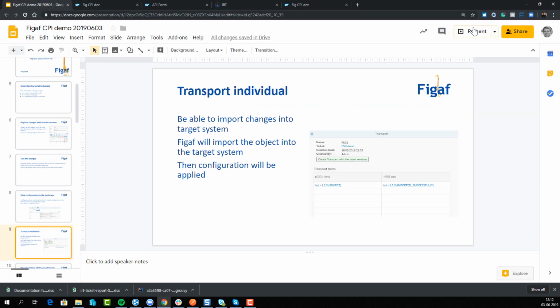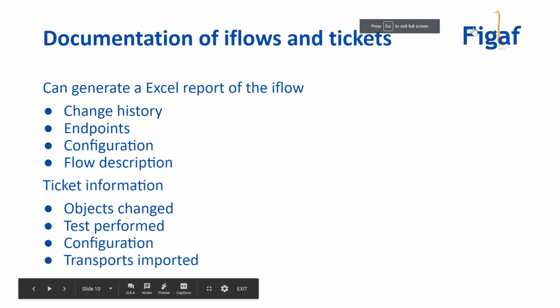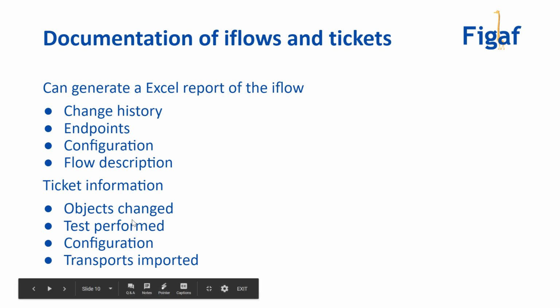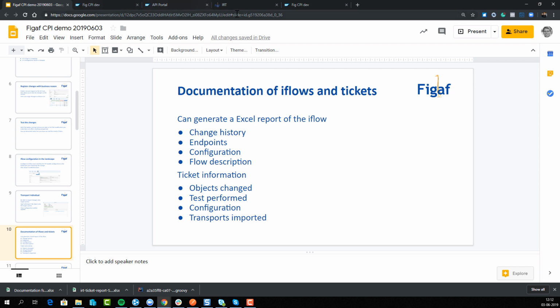So now we have done our transport. The next part is we want to document what we actually have been making, and we have two parts of documentation. The first is we want to create a documentation of the iflow that shows you how this has been changed over a period of time, and the second part is about documenting what was actually changed as a part of this.